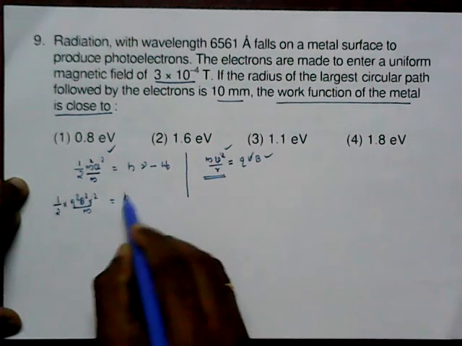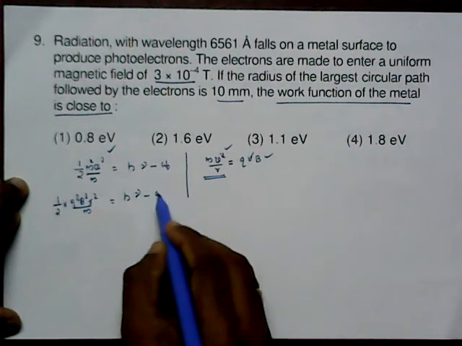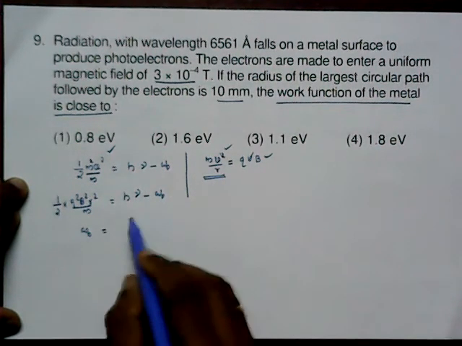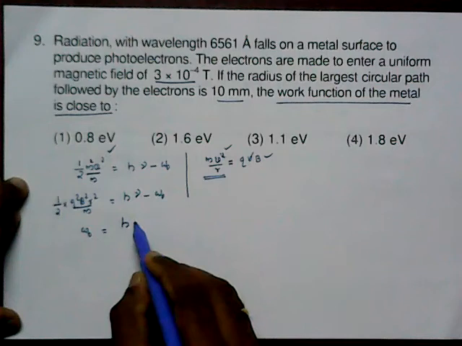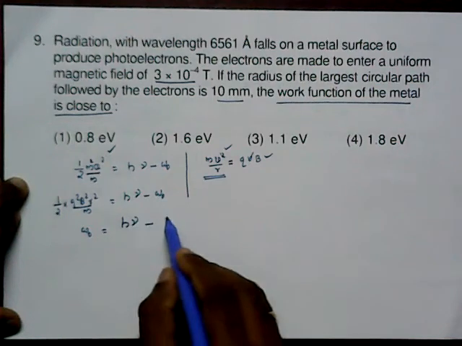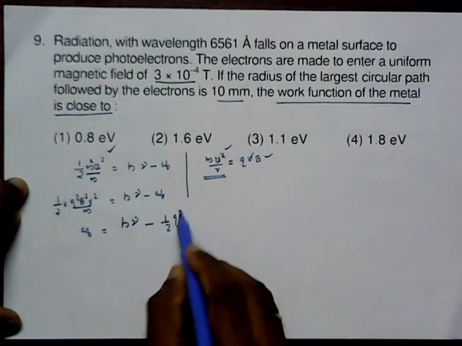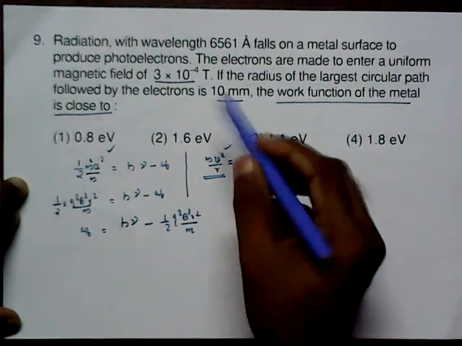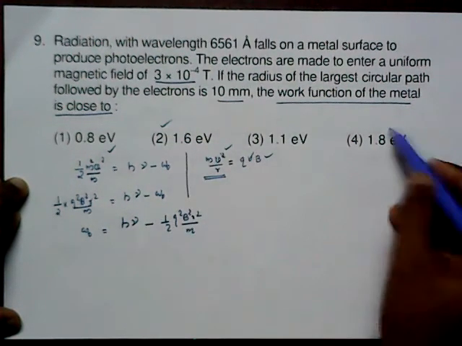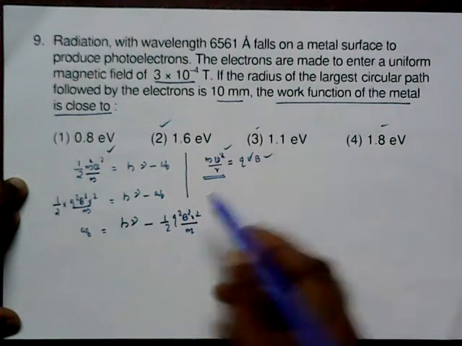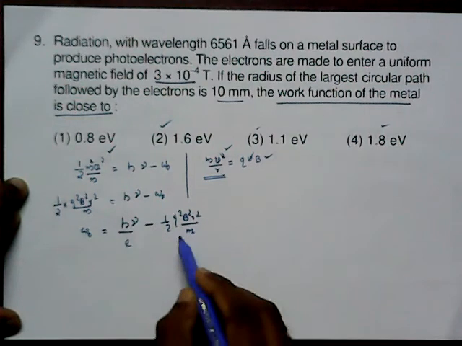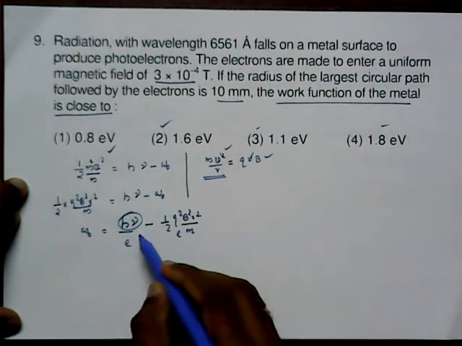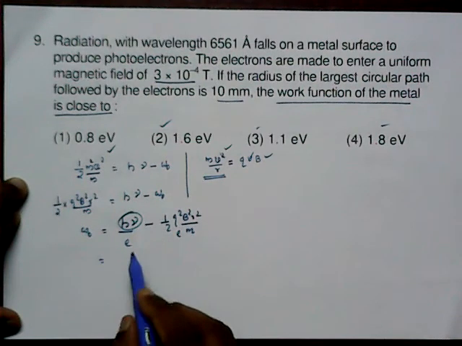That is equal to h nu minus W0. And our aim is to find what W0 is equal to: h nu minus half q square B square r square by m. But here the answers are in electron volts, and hence we have to divide it by e. So simple substitution. So h into nu can be written as hc by lambda e.